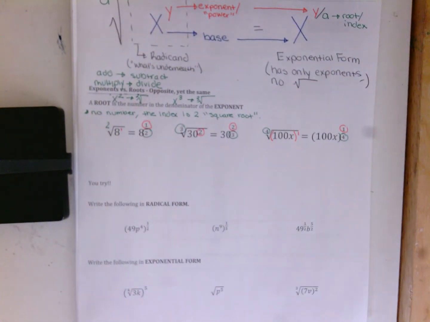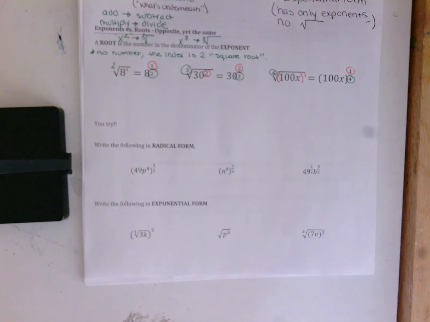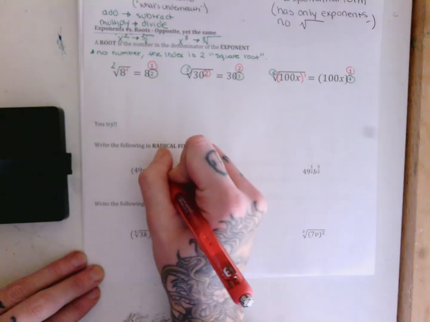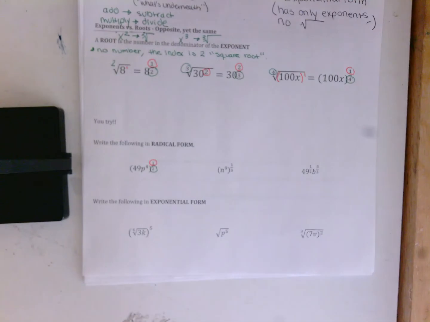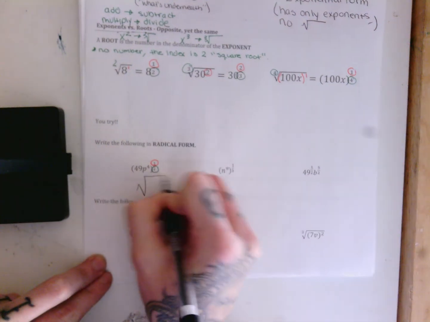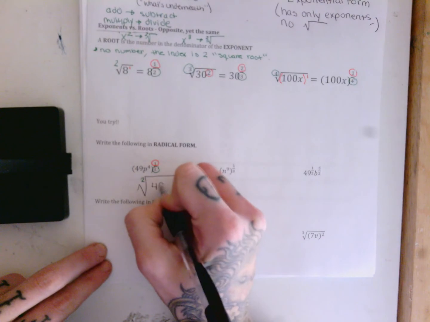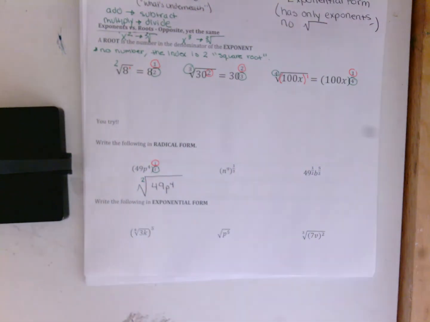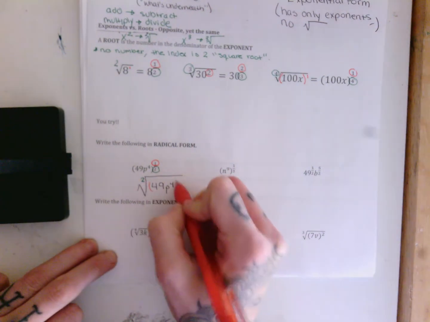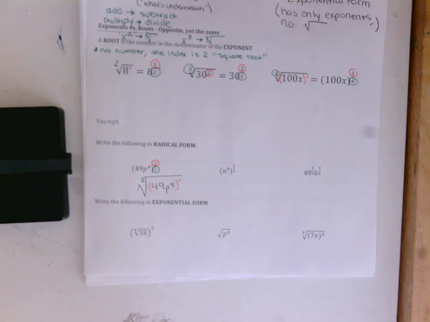So I'm going to have you guys pause and see if you can get these 3 problems written in radical form. Okay, let's see how you did. So here we have a power, and here we have a root. So my square root, I don't have to write it, but I can. We can put a little 2 in here. And then my radicand, 49p to the 4th. We don't have to write it, but we could. Has an exponent of 1.